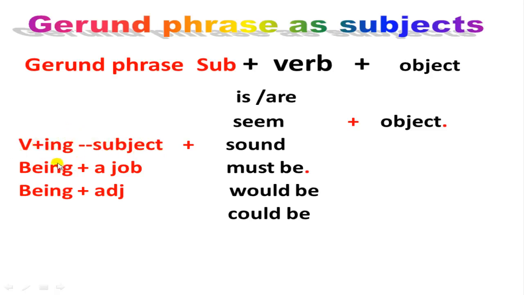Gerund phrase as subject. I could put being plus a job: being a teacher, being a doctor, being a web designer. Being plus adjective: being nice, being a nice person, being a good guy. Being plus verb: is, are in plural, seem, sound. Sound here means seem. Must be, would be, could be, plus object. So here we'll have verb plus ing as subject, being plus job, being plus adjective, plus the verb is, are, seem, sound, must be, would be, and could be, plus object.